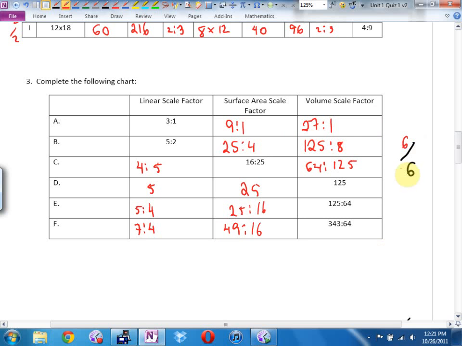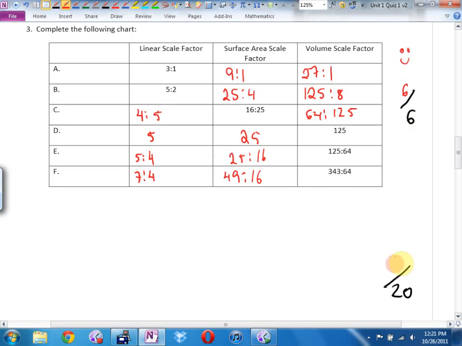What's that you say, Tatiana? Yes, absolutely, if you got perfect, give yourself 11. To make your counting easier, why don't you give yourself a score out of 20 on this page? And let's keep going. Turn the page.